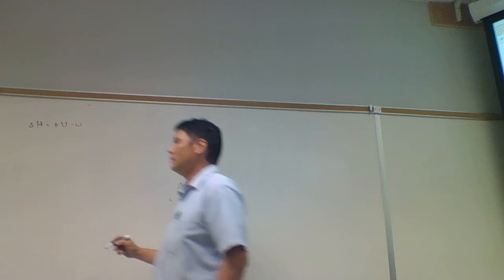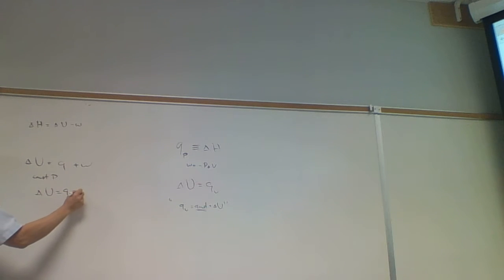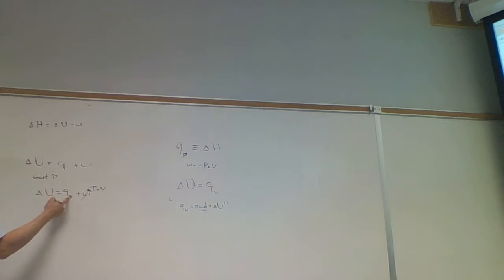And so the way we see that is this. Delta U is equal to Q plus W. Okay, let's restrict the pressure to constant pressure. If we do constant P, then delta U is equal to Q_P plus W. Then we restrict the work. If this work is only minus P delta V work, then Q_P is called delta H. But it doesn't have to be.